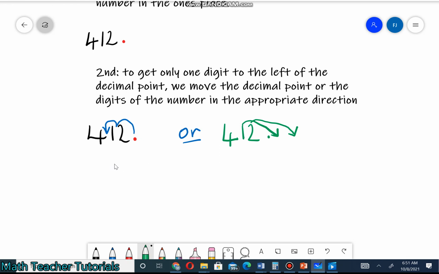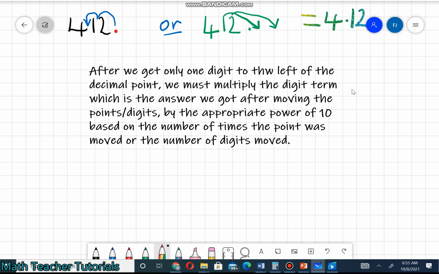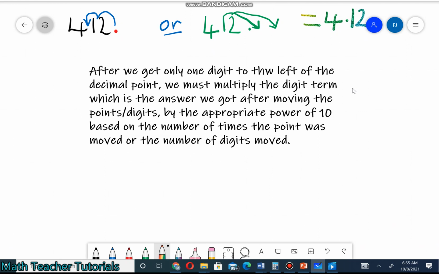So after we get only one digit to the left of the decimal point, we must multiply the digit term, which is the answer we got, by the power of 10 based on the number of times the point was moved. Having moved the decimal point or the digits and gotten 4.12, remember 4.12 does not have the same value as 412. So we must remember to also multiply it by the exponential term, which would be the power of 10 based on the number of times you move the point or the number of digits that you moved.